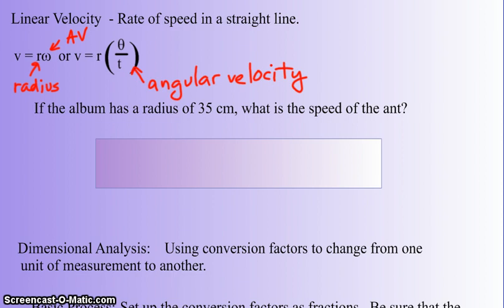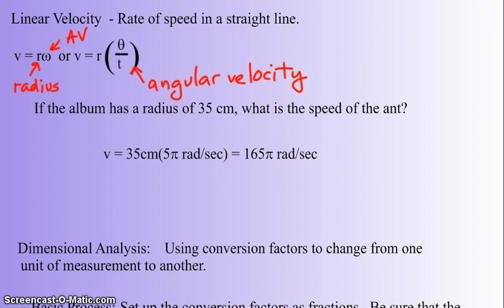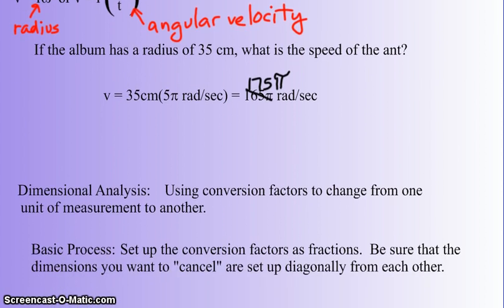So now we actually already figured out what the speed of that ant was. The speed of that ant happened to be 165. Did I calculate that incorrectly? I believe I did. This should actually be 175 pi, I think I have a little typo here, radians per second. Now, dimensional analysis is just when you're using conversion factors to change from one unit of measurement to the other. That's the railroad tracks we discussed in class the other day. The same way you did it in physics.